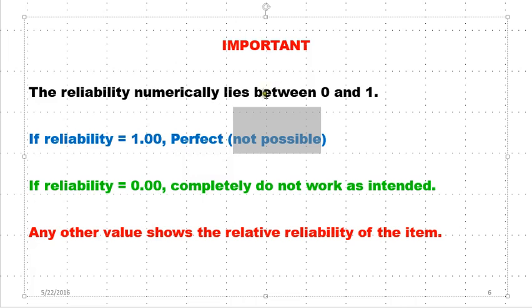Any value we get between 1 and 0 shows the relative level of the reliability. If it is like 0.7, you see it is approaching 1, therefore it is highly reliable. If it is approaching 0, maybe 0.2, 0.3, all of them we call low reliability.